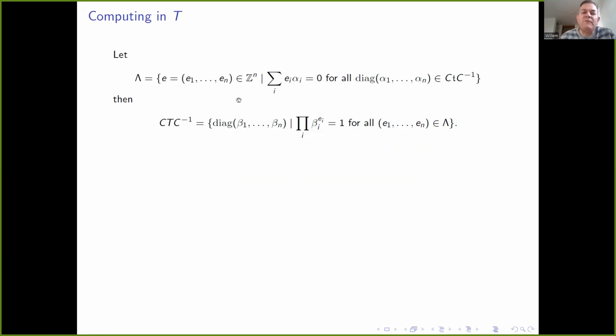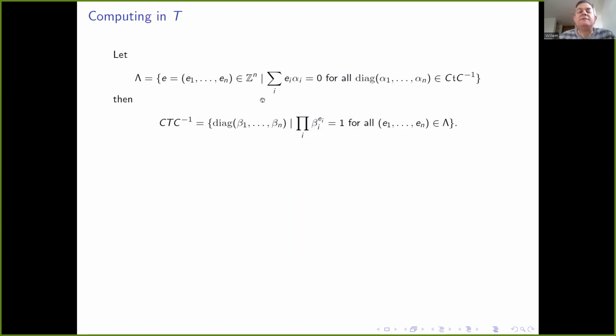So what we do is we have our Lie algebra of T, and we diagonalize it as well. So we have the same matrix C, such that the Lie algebra of T is diagonalized by it.